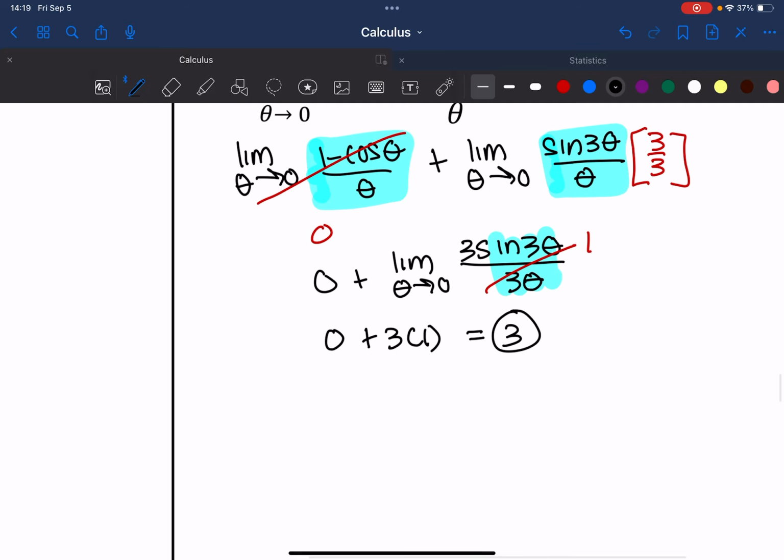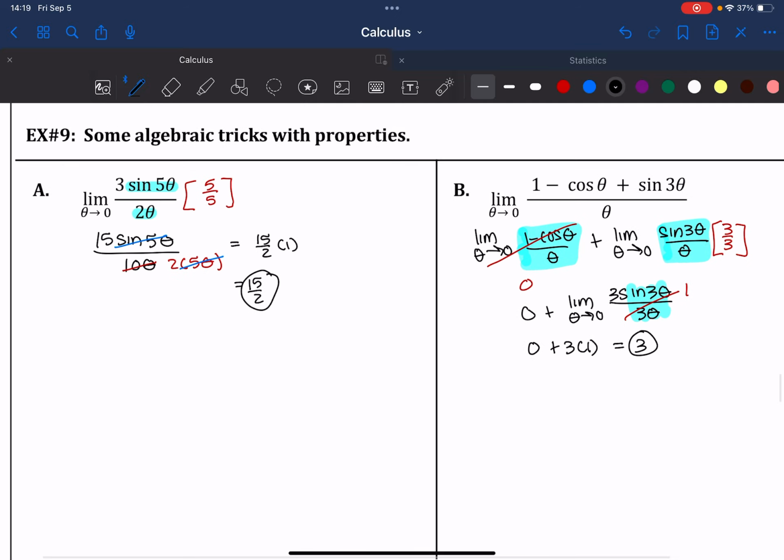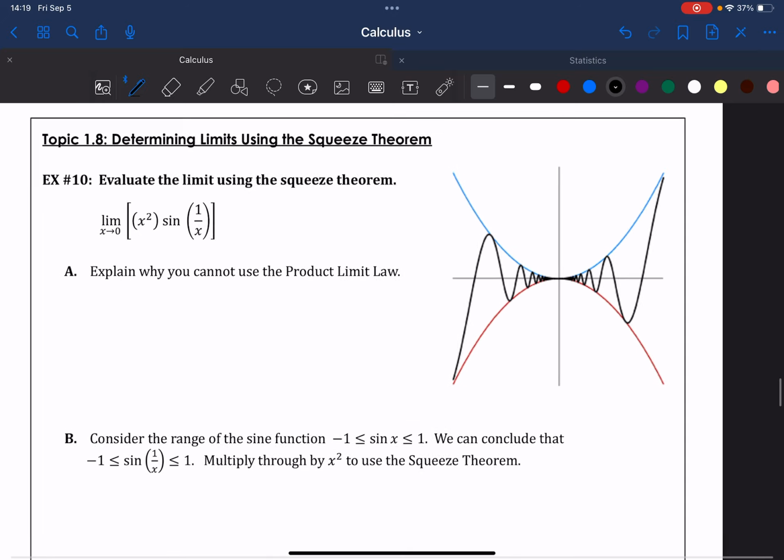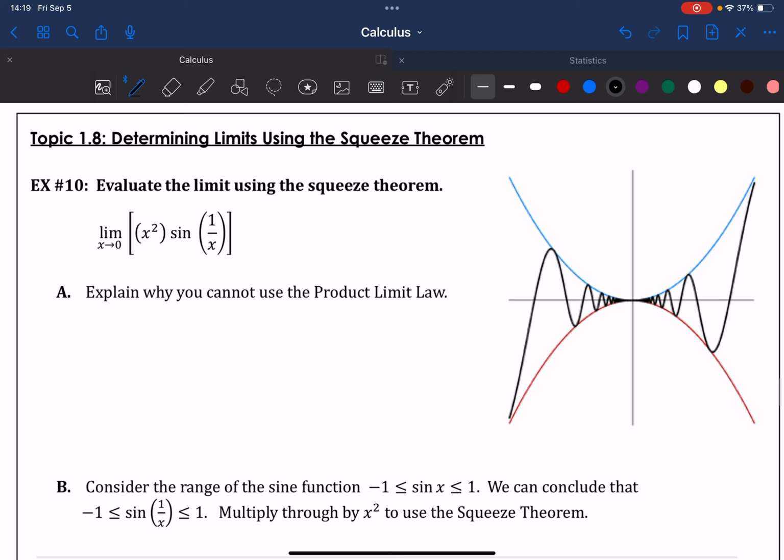And then last thing here, let's say neither of the trig identities work. None of our special trig limits work. We can't do direct substitution. We can't use any of the limit properties. Well, then what do we do? We bring back the squeeze theorem. So it says evaluate the limit using the squeeze theorem. Explain why you cannot use the product limit law. So all that it's saying is why can we not split this into 2 limits?